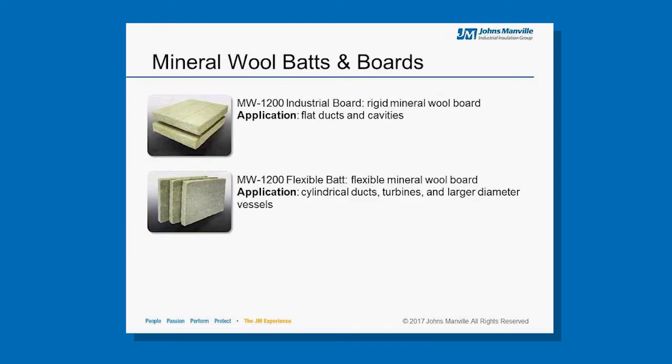Moving on to mineral wool bats and boards. We produce two products, industrial board as well as flexible bat. Industrial board is a rigid mineral wool board specifically for flat ducts, cavities, fabrication, and other applications that require rigidity. Min Wool 1200 flexible bats are a flexible mineral wool board, and they're more applicable for cylindrical ducts, turbines, large diameter vessels, applications along those lines. These products, as I mentioned, are available in densities from 4 pounds all the way up to 12 pounds per cubic foot.